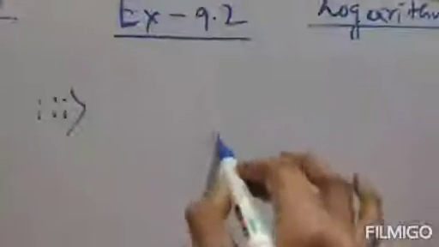We have to find the value of log base 10 of the fifth root of x square. Clear? So these are the questions. Question number 6 had two questions given: finding the value of x and finding the value of log base 10 of the fifth root of x square. Next, question number 7.